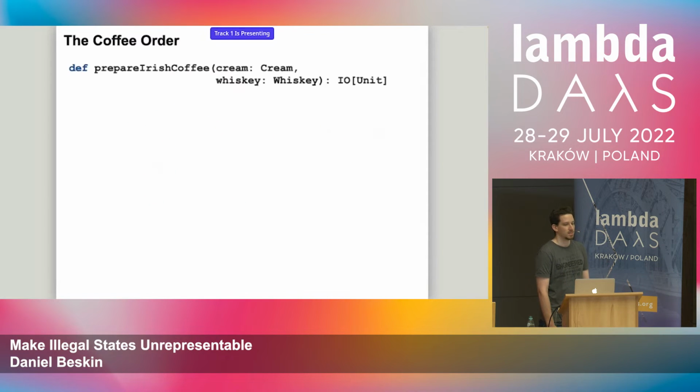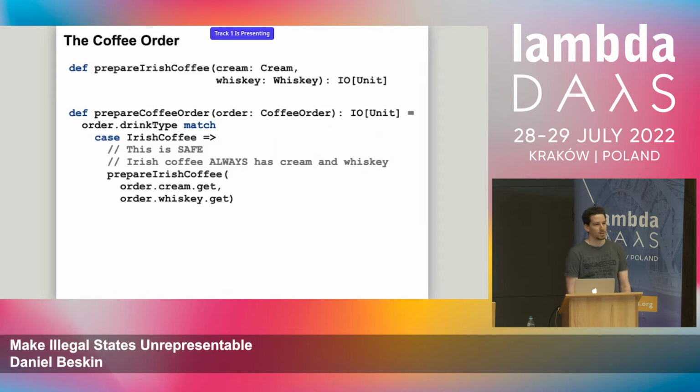So let's think more concretely why this is a problem. So suppose we have some low-level function that actually tells the robot how to prepare the Irish coffee. It has to take 2 arguments, cream and whiskey, because those are the parameters that we need to specify for this drink. And imagine that you were trying to actually take an order and prepare the Irish coffee. So in case you are in the Irish coffee order, you access the cream and whiskey and then prepare Irish coffee.